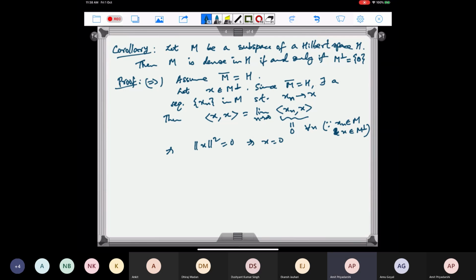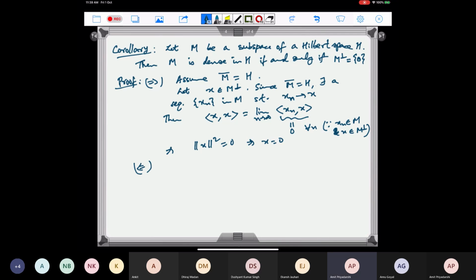In fact, you can see that this proof also shows that the orthogonal complement of a subspace is equal to the orthogonal complement of its closure, or for any subset also, right? So if you take S perp and S closure perp, they are the same. So if M is dense in H, then the orthogonal complement of M is the same as the orthogonal complement of M closure, which is the orthogonal complement of H, which is 0, we know. So you can see it like that also.